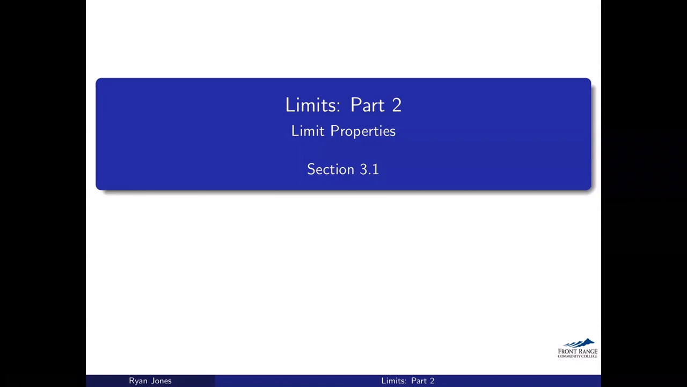There's not a whole lot of limit properties really to look at, but they are important because you'll use them subconsciously almost all the time. So having them nailed down and knowing exactly what you can and can't do with limits is important.